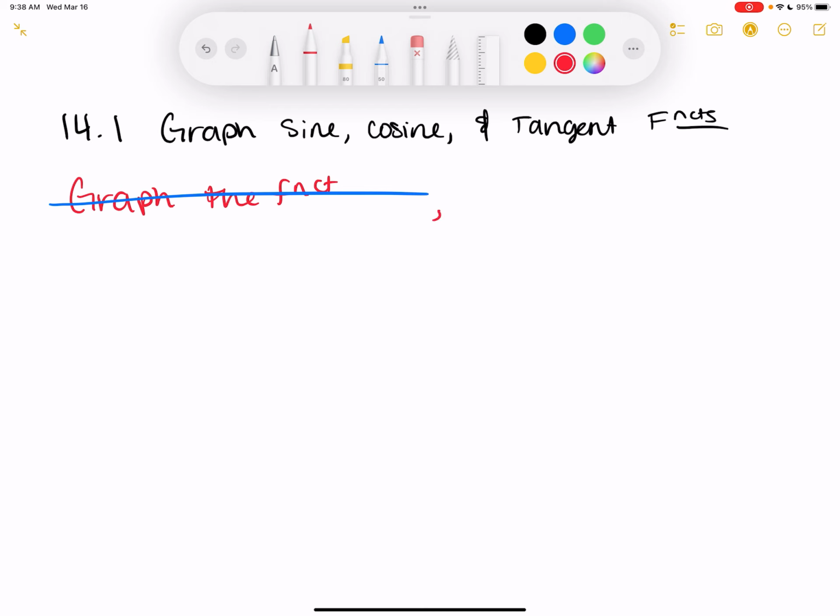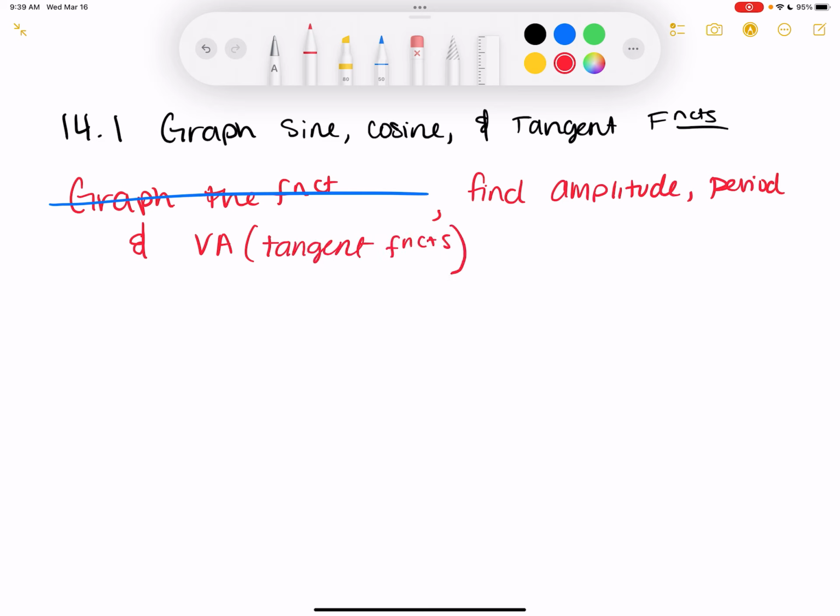But what I do want you to do is to find amplitude, period, and vertical asymptotes. Okay, that's what VA is for tangent functions. Okay, so if applicable. There's honestly not even that many questions in this section.